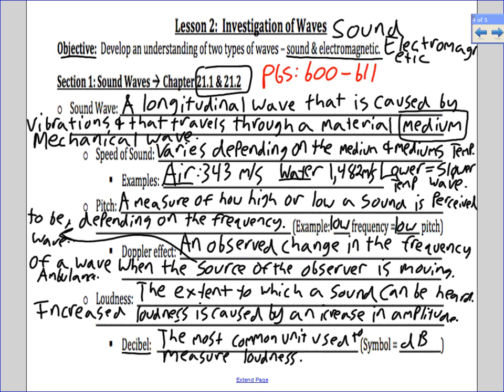20 decibels would be whispering, and 60 would be a normal conversation. All right, and a threshold for pain, so when you'd hear pain in your ear, would be 120 decibels. So if you get up to 120 decibels, you'd start feeling pain in your ear. So a really, really loud rock concert or something like that.